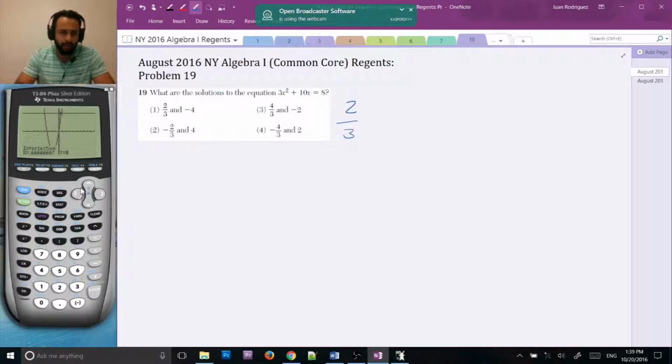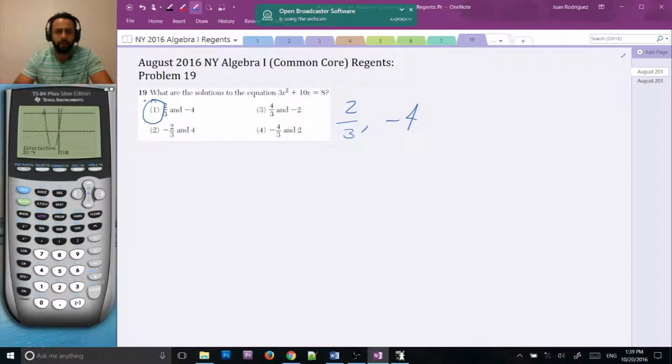And then the other one, second calc, intersect. First curve and second curve, there are only 2 curves, so I just press enter. Then I go to the right and get as close as possible to that point, and I press enter, and there it is, negative 4. So this is possible to do on the calculator.